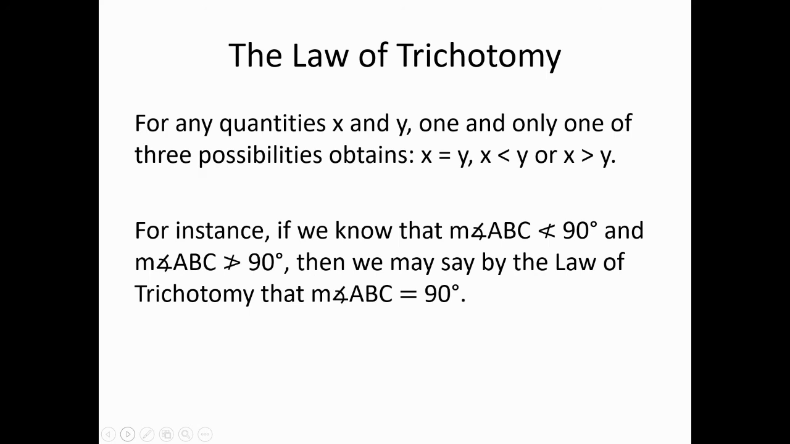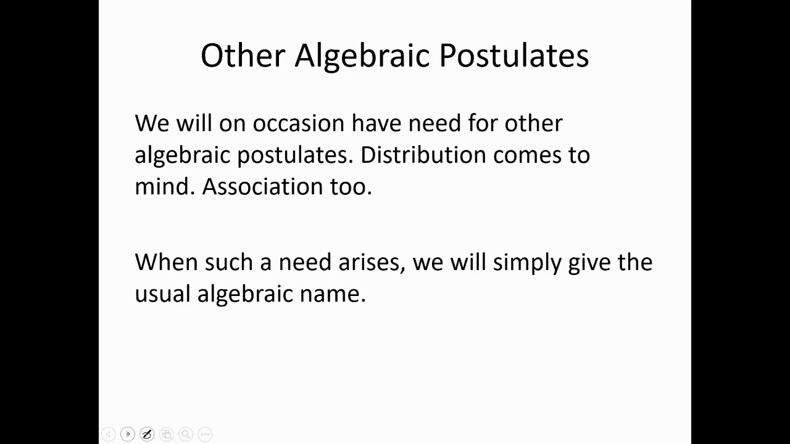So for instance, if we know that the measure of angle ABC is not less than 90, and we know that the measure of ABC is not greater than 90, it will follow that the measure of angle ABC is equal to 90 degrees. And we will definitely give proofs later on where that's how we reach our conclusion. We rule out two of the three possibilities, and then we conclude by the law of trichotomy that the third possibility must be the one that is true.